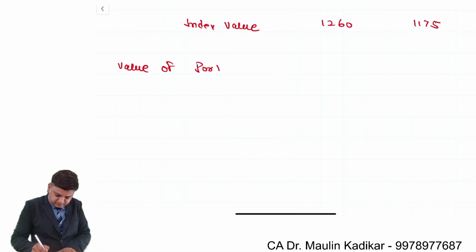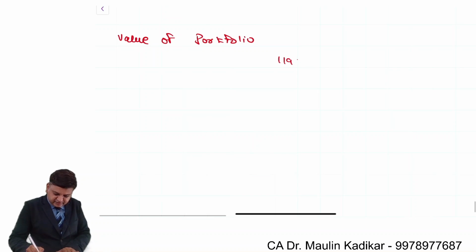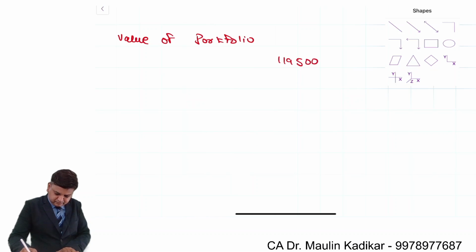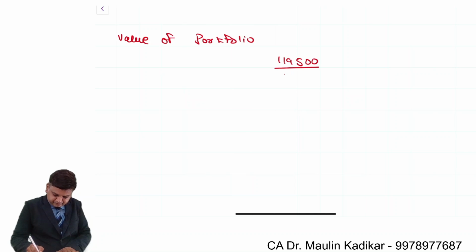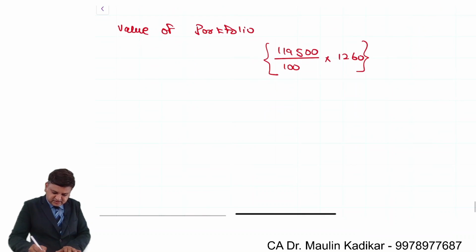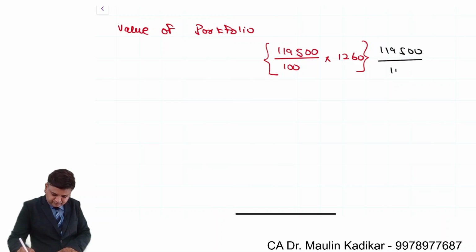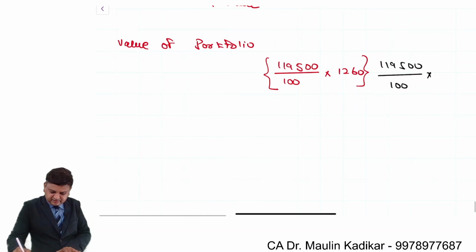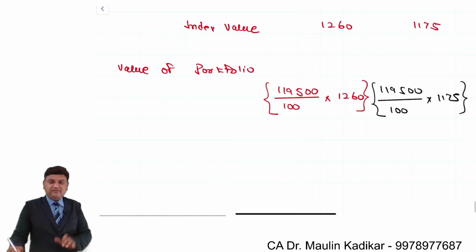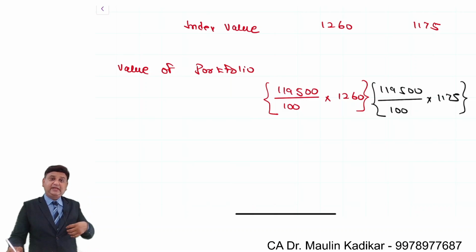Value of portfolio. It is 1,19,500 divided by 100 into 1260. Next, 1,19,500 divided by 100 into 1175. So this is the value of the portfolio in which you had made investment initially.